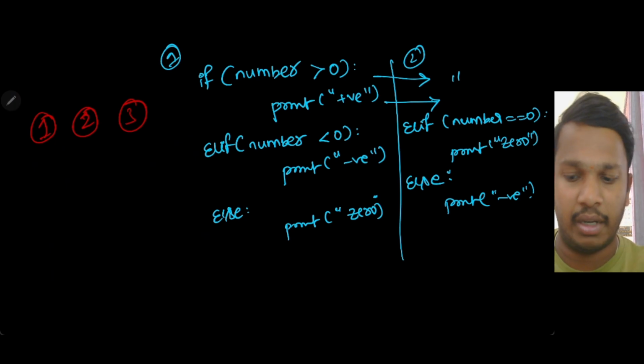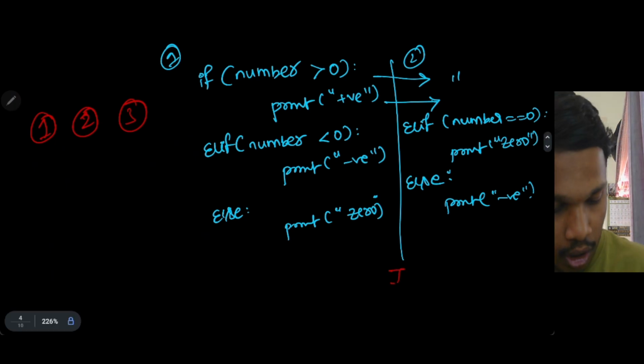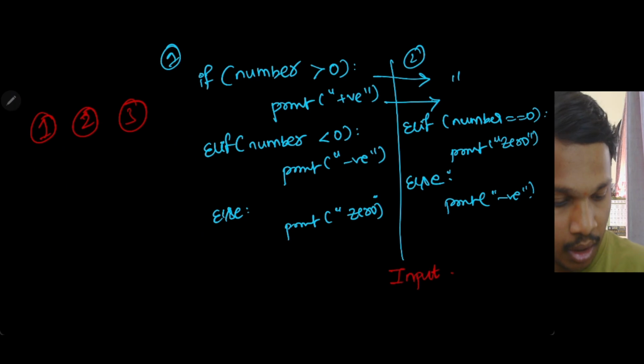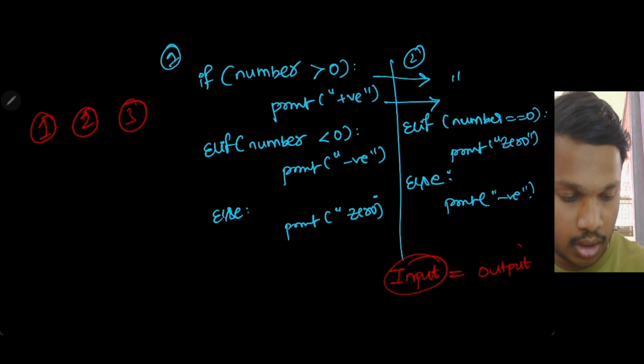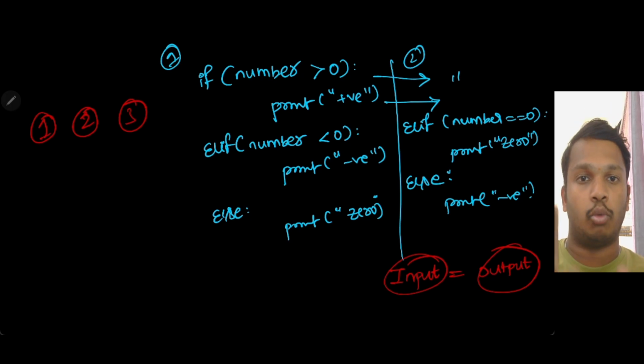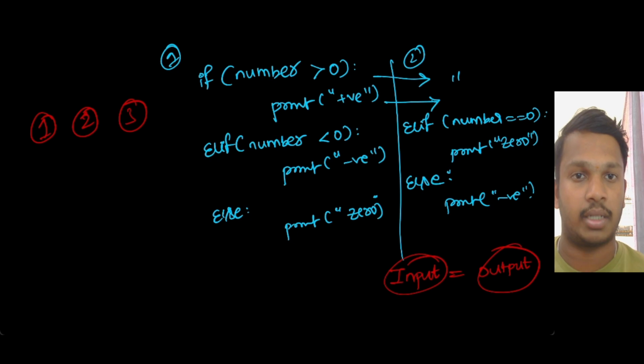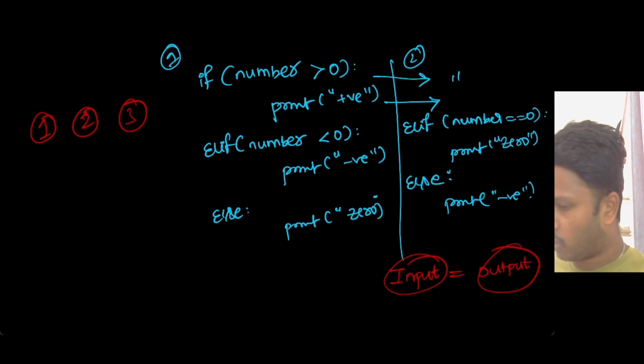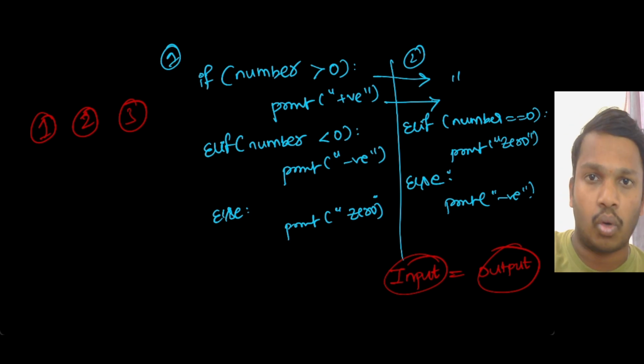One person can write in one way. If the input and output both match for your code and their code, then both of you are right. There are a number of ways to write the same program. Understand it first. I hope I cleared all your doubts, and these are the three different ways we can solve this. Now we'll write this code and see the output.